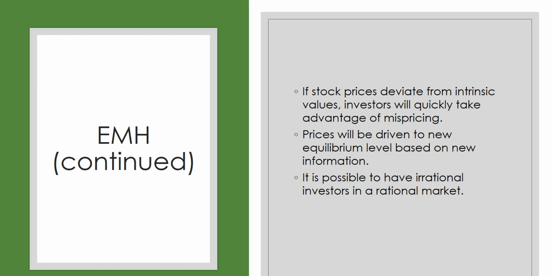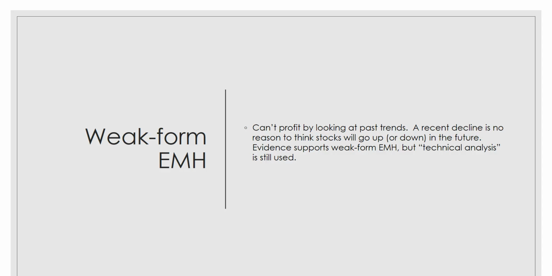If stock prices deviate from the intrinsic value, then investors are going to take advantage of this mispricing. Prices will be driven to new equilibriums based on the information that's available, and it is possible to have irrational investors.